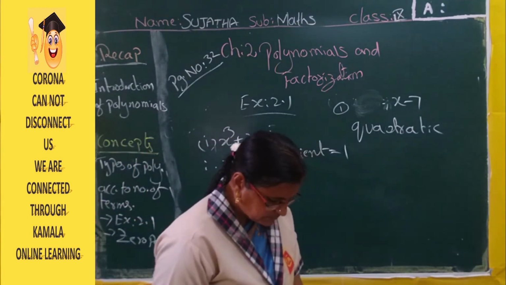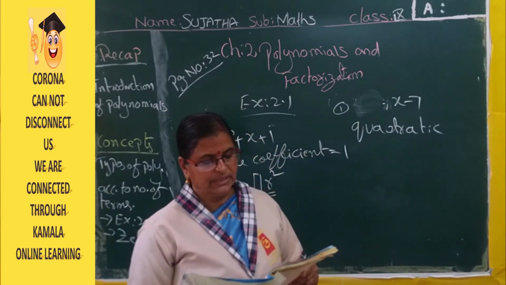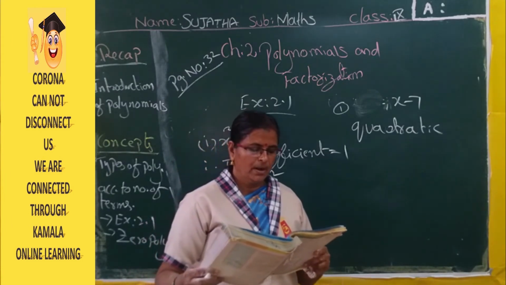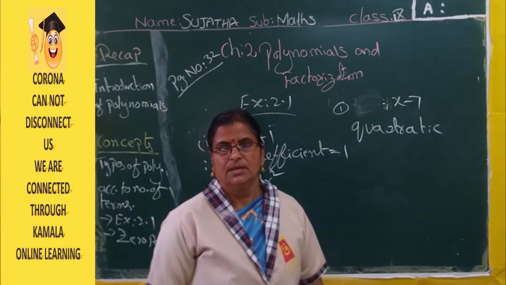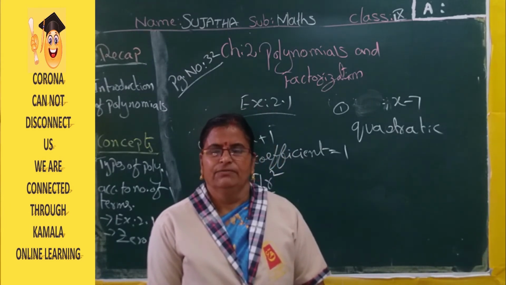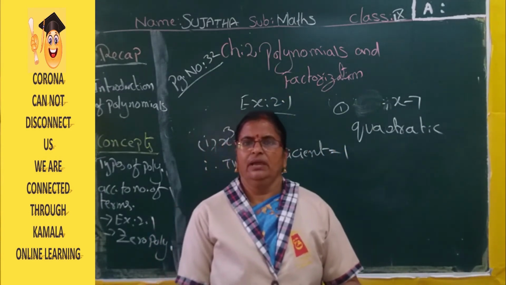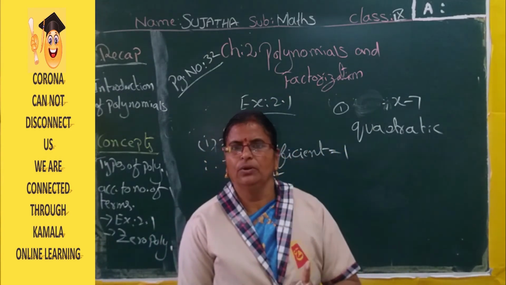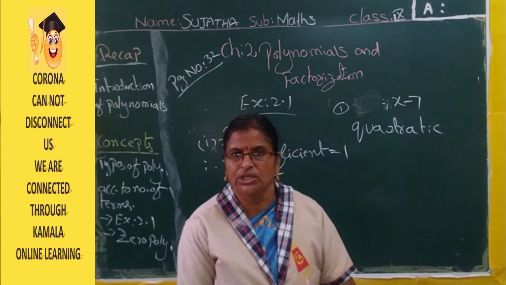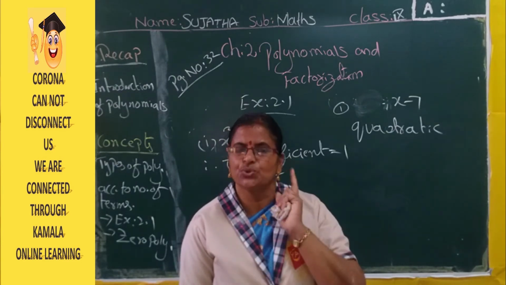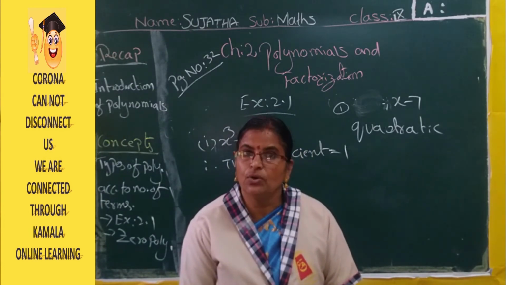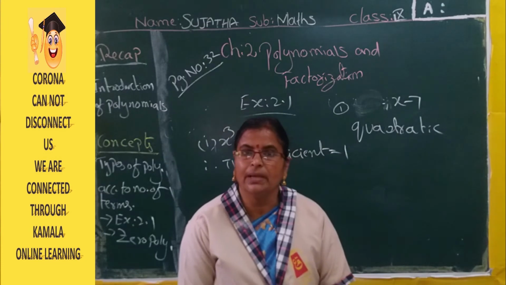Understood? Now, the fourth one. Write whether the following statements are true or false. Justify your answer. A binomial has two terms. Binomial, polynomial: how many terms does it have? From 8th class onwards we are studying this. If a polynomial contains two terms, it is called a binomial. Bi means two. Now, every polynomial is a binomial.